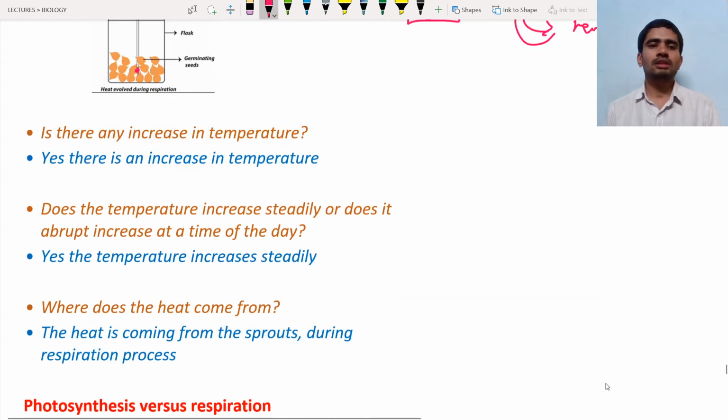Okay, there are a few questions. The first question: is there any increase in the temperature? Yes, there will be an increase in the temperature. Why? Because there is cellular respiration. In cellular respiration the glucose molecules are burnt. So when the glucose molecules are burnt, there will be a release of heat energy along with carbon dioxide.